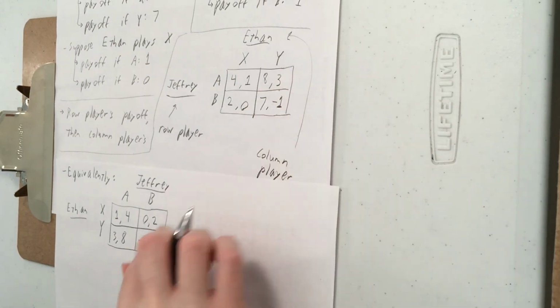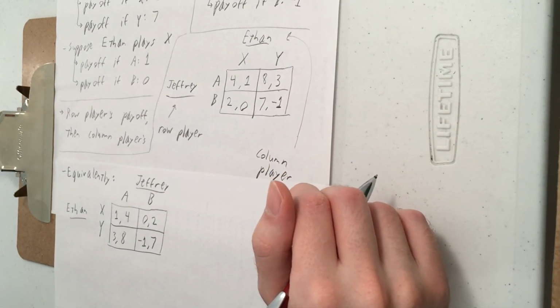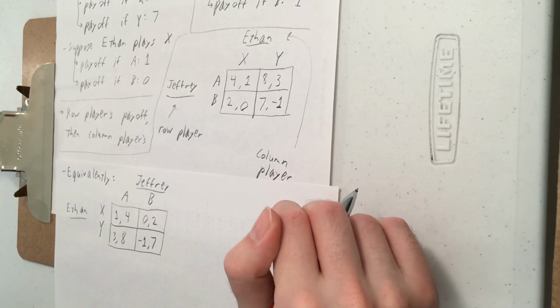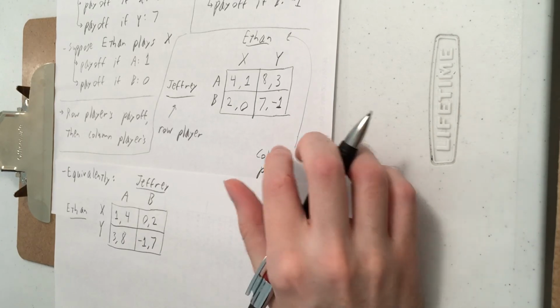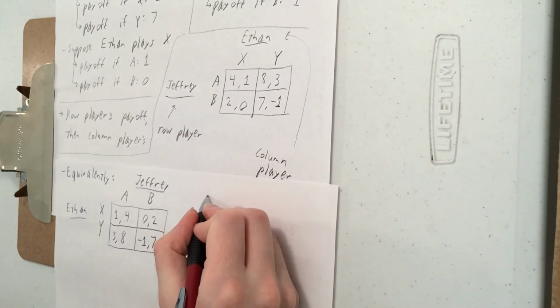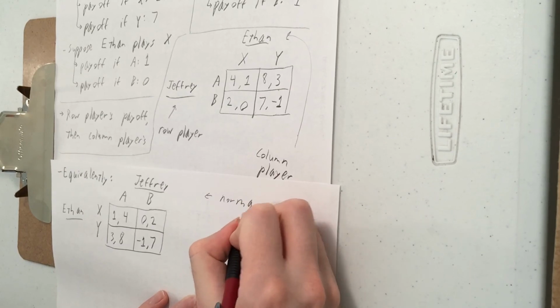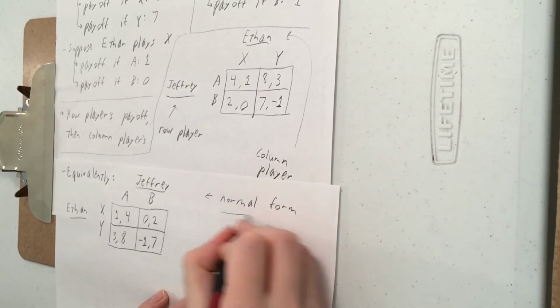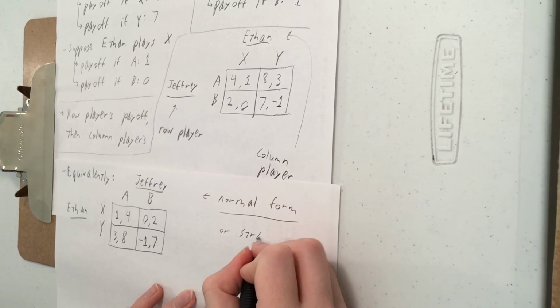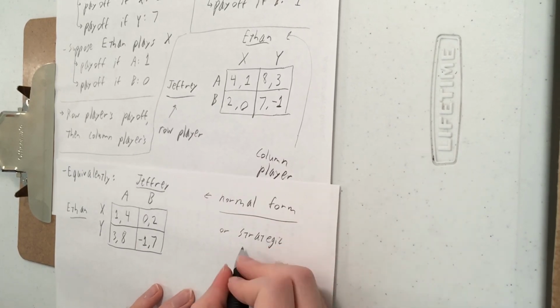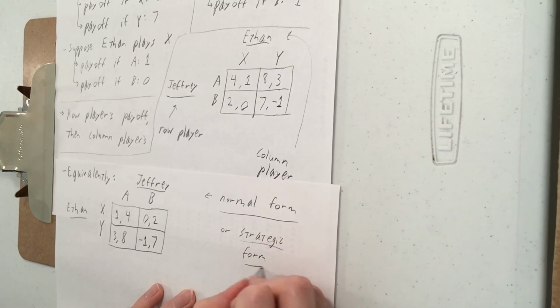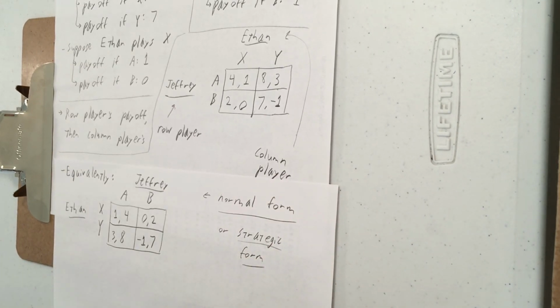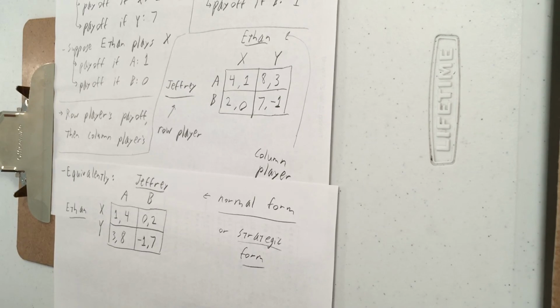So you write the game in this table form like that. We don't actually call it table form. The name is normal form, also known as strategic form. So now you know how to write down simultaneous move games. Now we'll go look at some examples in the next episode and do some analysis.